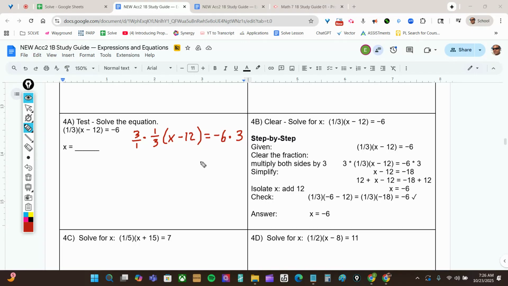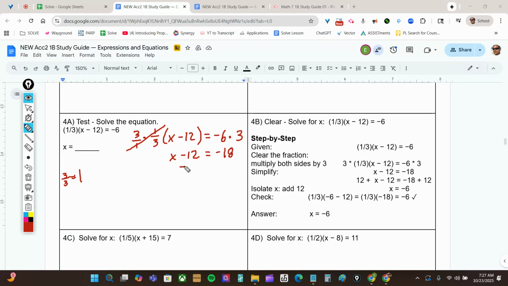Then that leaves us with x minus 12 equals -6, because these would cancel. If we multiplied this out, we get 3/3, and that equals 1. So we would end up with a 1 here, but we do not have to write that. And -6 times 3 is going to give us -18.